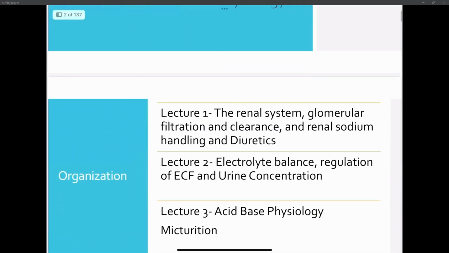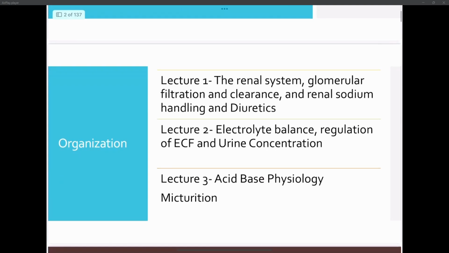Okay. So today, lecture one, we're going to talk about the renal system, glomerular filtration and clearance, renal sodium handling, and diuretics. Tomorrow, we'll do a little bit of electrolyte balance, ECF, so our water control. That has a lot to do with antidiuretic hormone or vasopressin, that posterior pituitary gland, how we form urine and concentrate it. And the last one, more acid-base and micturition. What's that? Peeing, urinating. That's the medical term.